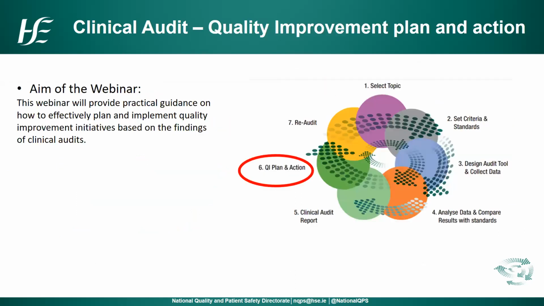Okay, so look, you know what the aim of the webinar is. It's going to give you some practical guidance on how to effectively plan and implement quality improvement based on the findings of your clinical audit. But while we're here today to talk about QI in the context of the clinical audit cycle, you can use these methodologies and the learning that you pick up here today in any quality improvement. So perhaps you've gotten feedback from a service user survey or a staff survey, or perhaps you've had an incident that you've reviewed within your service area, or perhaps there's some regulatory feedback that you've gotten in relation to standards from HIQA, etc.